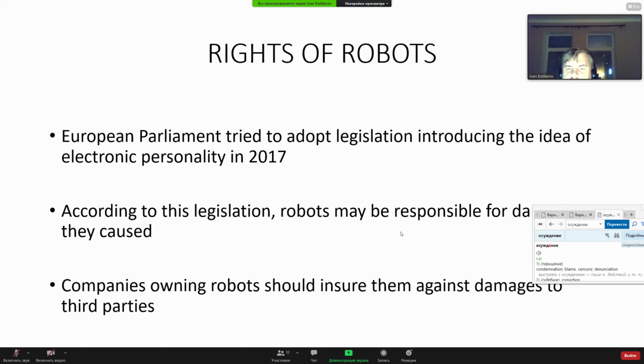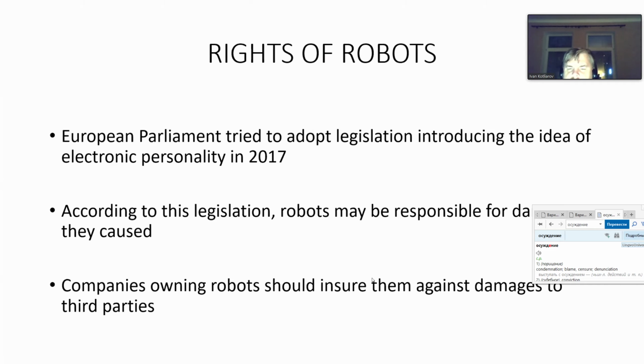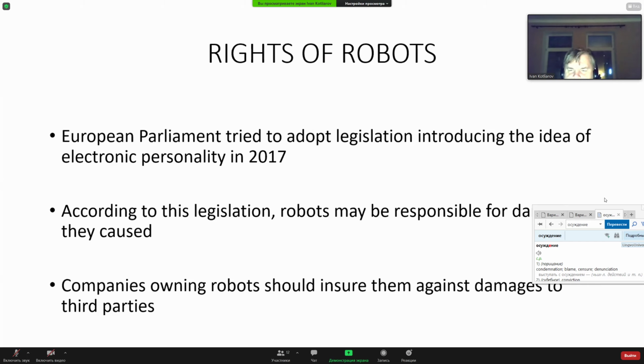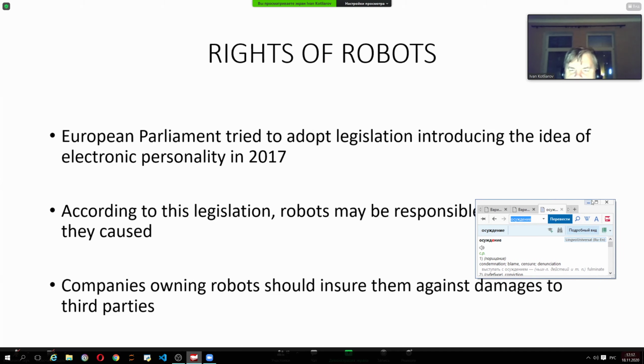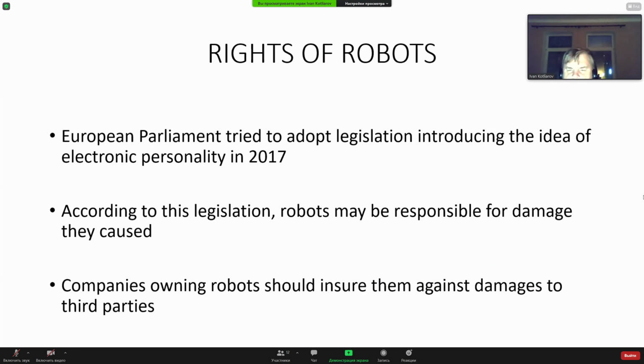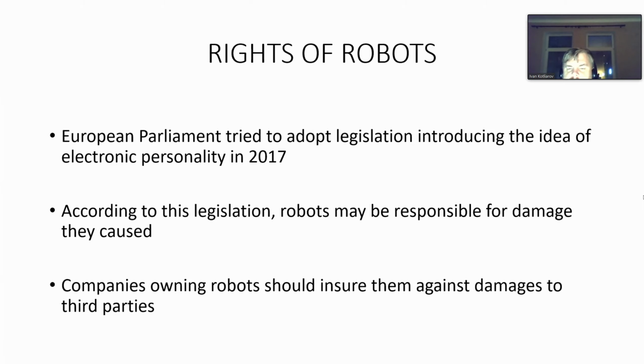Well, lawyers, computer scientists, social activists, and a lot of other persons protested against this attempt because, according to them, it would be absolutely stupid. Because a robot cannot be deemed responsible for damage. Robots have no assets to compensate. Robots cannot be punished, etc. But still, there was an attempt to introduce such responsibility.